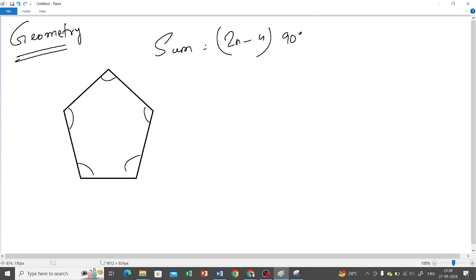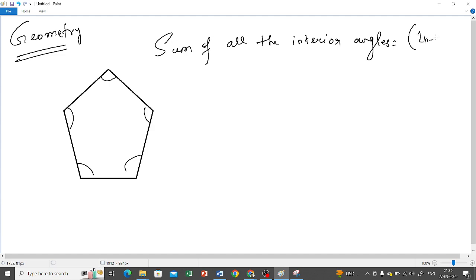Sum of all the interior angles is (2n minus 4) into 90 degree. Okay, keep noting down this in your copy. Okay, this is very important. Sum of all the exterior angles is 360 degree always.